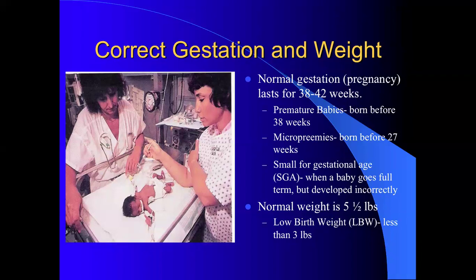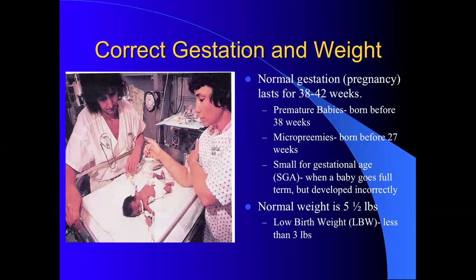Now, we also have other terms, small for gestational age, and that's a term that refers to, okay, let's calculate how many weeks the child was in utero and what their expected weight is supposed to be. And if they're underweight relative to the amount of weeks, they're considered small for gestational age, right? So even if you go full term and you're underweight, you might be labeled small for gestational age.